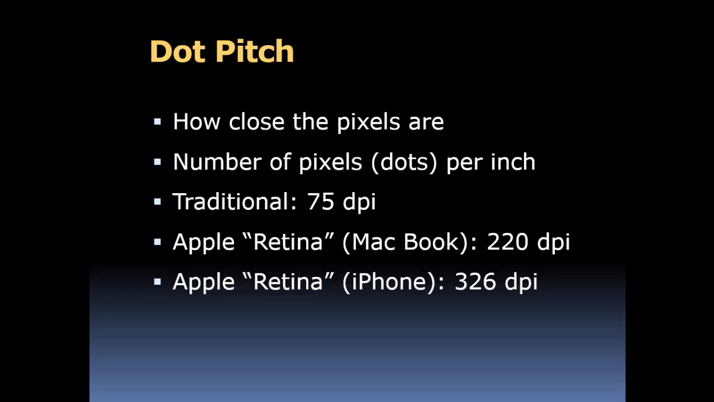But Apple has come out with a higher dot pitch of 220 dpi on their MacBook laptops, and on their iPhones it's even as high as 326 dpi. And a lot of other computer companies have followed suit. Samsung has a similar high density display as well. Now these pixels are so small you can't see them with the naked eye. You need some kind of magnifying device to see them. So of course they produce a really nice picture, really nice.